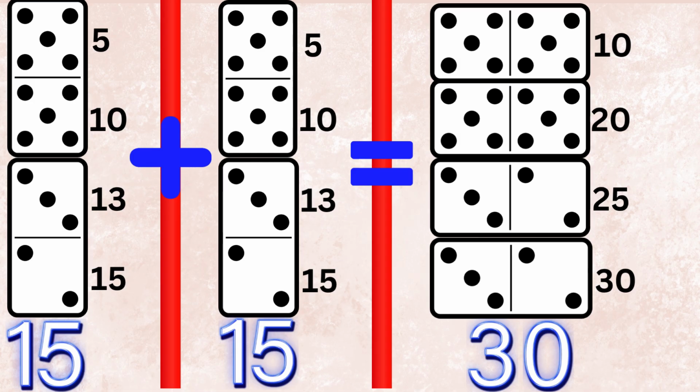Let's check your answer. When we add the dots in the first row, 5, 10, 13, 15 dots plus 5, 10, 13, 15 dots in the second row, we get a total combined sum of 10, 20, 25, 30 dots. So now we know that 15 plus 15 equals 30 dots in all.